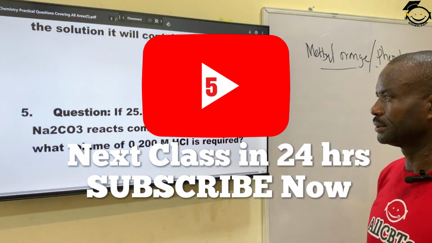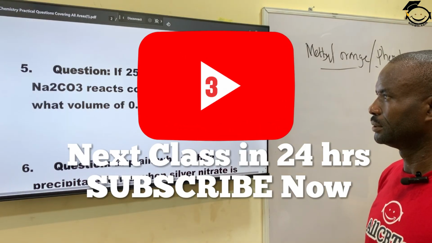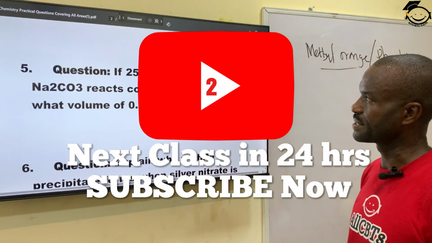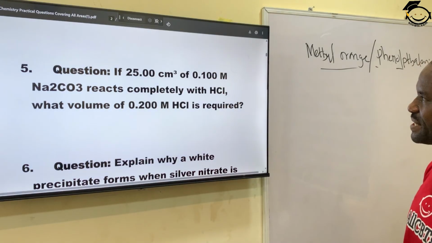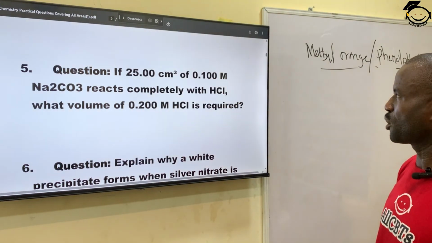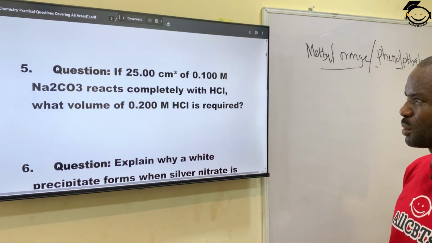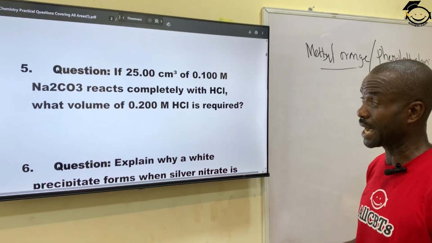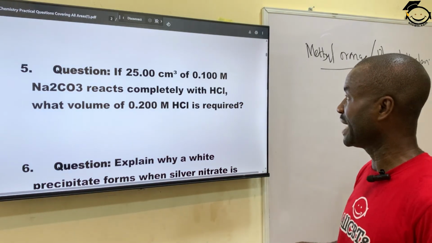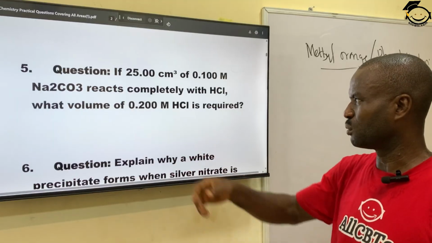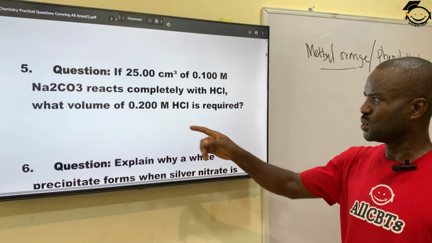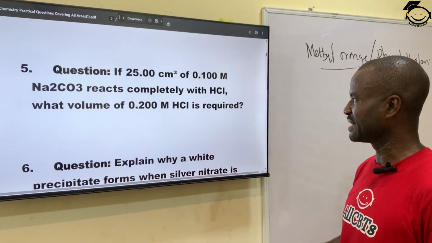Question 5 says, if 25 cm cube of 0.1 molar sodium carbonate reacts completely with HCl, what volume of 0.2 molar HCl is required?